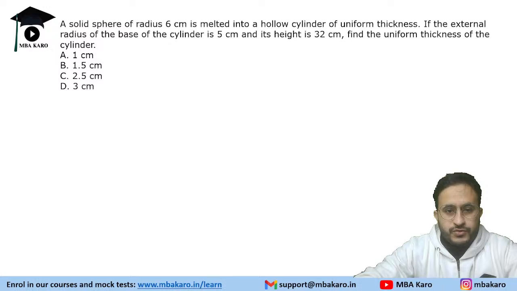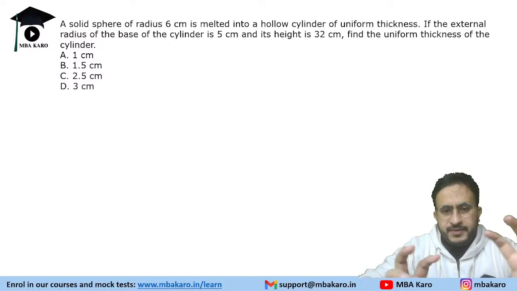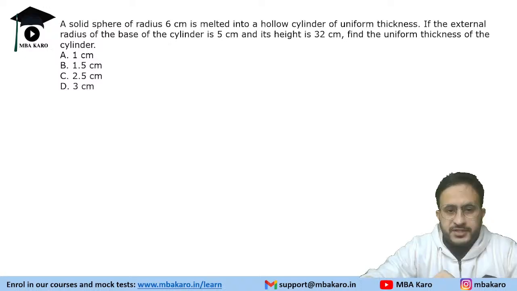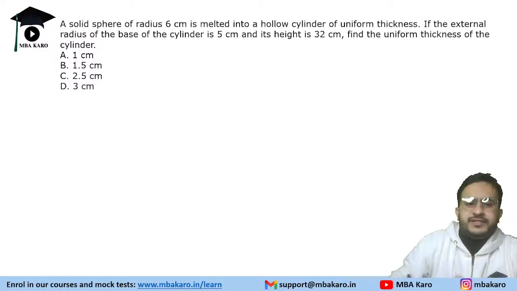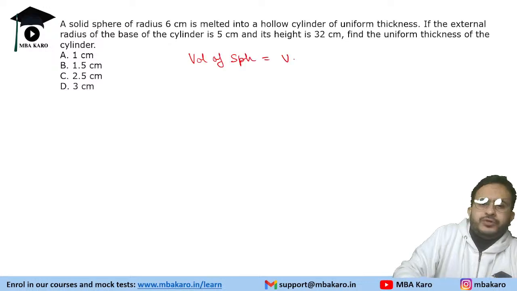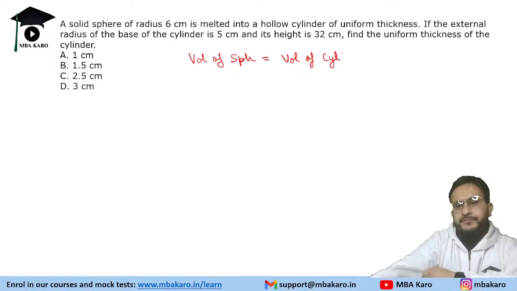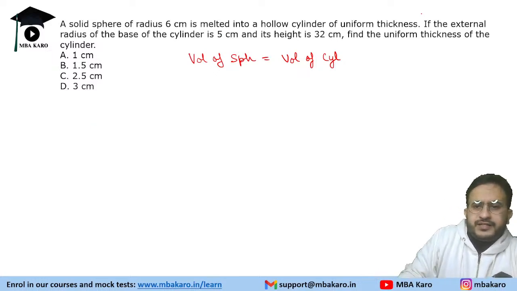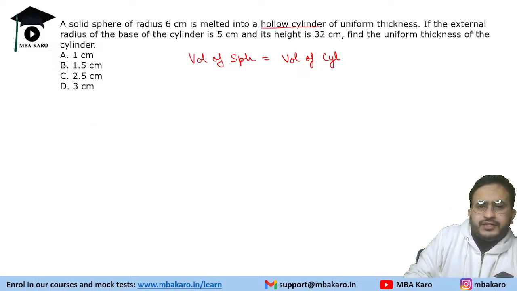So in mensuration, the most common problem in 3D mensuration is basically transforming one object into another. So the basic principle, the fundamental, is the same: volume is constant. So volume of sphere is equal to volume of the cylinder that we are making. And in this case, the cylinder that we are making is a hollow cylinder. So a hollow cylinder is like this.